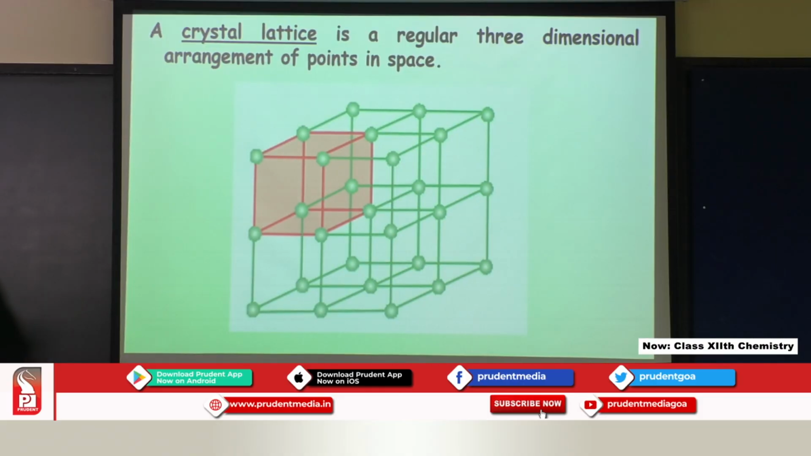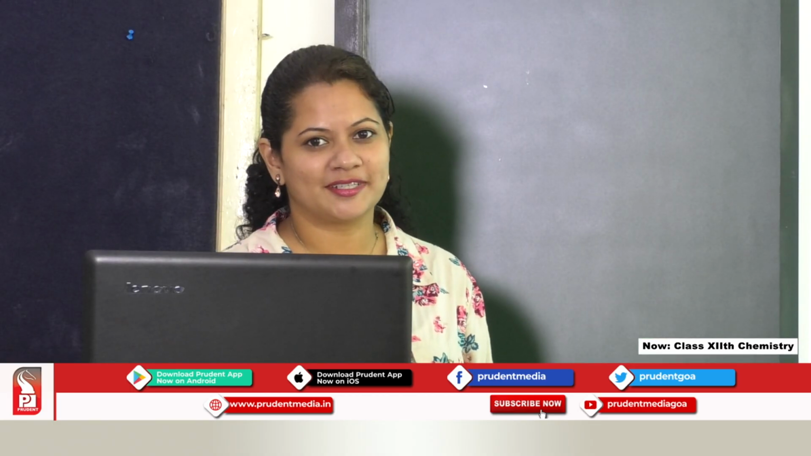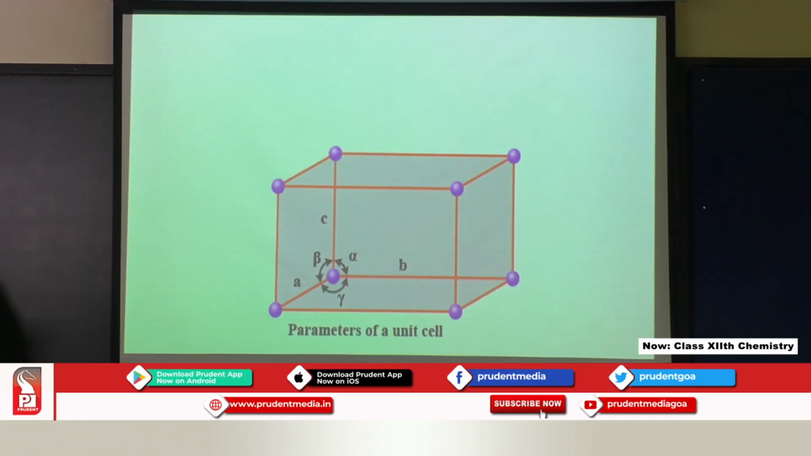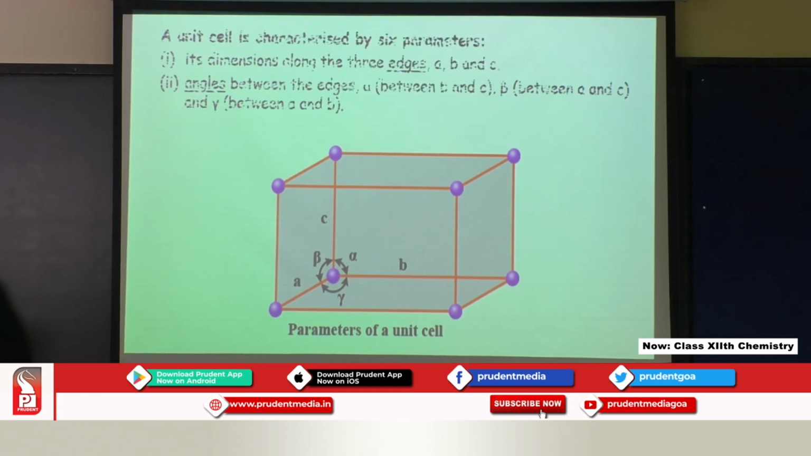I want you to observe this figure and infer the number of unit cells which are seen in this particular crystal lattice. Yes, your answer is 8. There are 4 unit cells above and there are 4 unit cells below. The portion that is highlighted in red is 1 unit cell. We now come to the parameters of a unit cell. A unit cell is characterized by 6 parameters, that is 3 edges a, b and c, and the angles between these edges, that is alpha, beta and gamma.